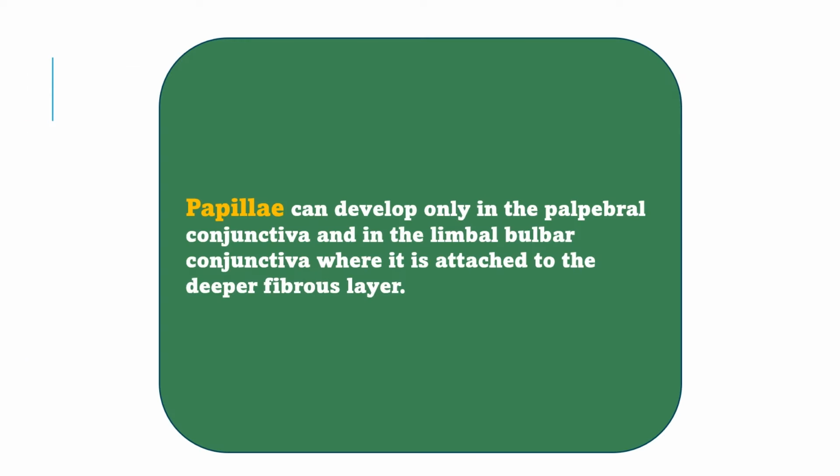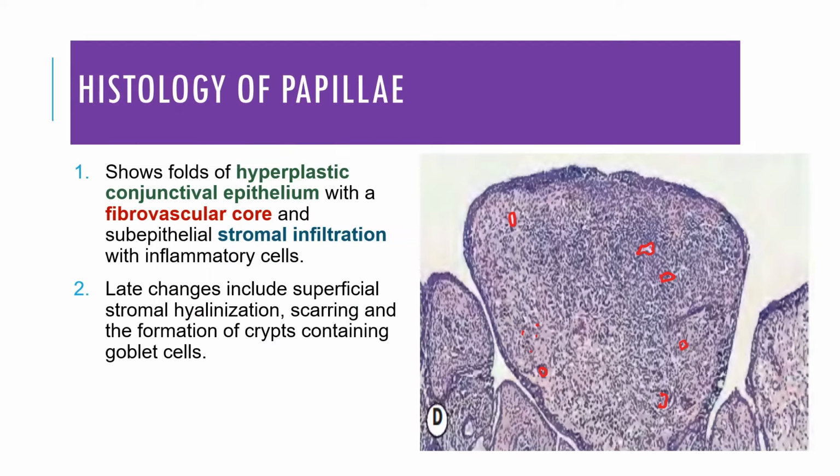So papillae can basically develop only in the palpebral conjunctiva, that is in your tarsal conjunctiva, and in the limbal bulbar conjunctiva, where it is attached to the deeper fibrous layer. Basically, wherever your conjunctiva is strongly adhered to the underlying tissue, only at that place you will see development of the papillae. So that is a very important point.